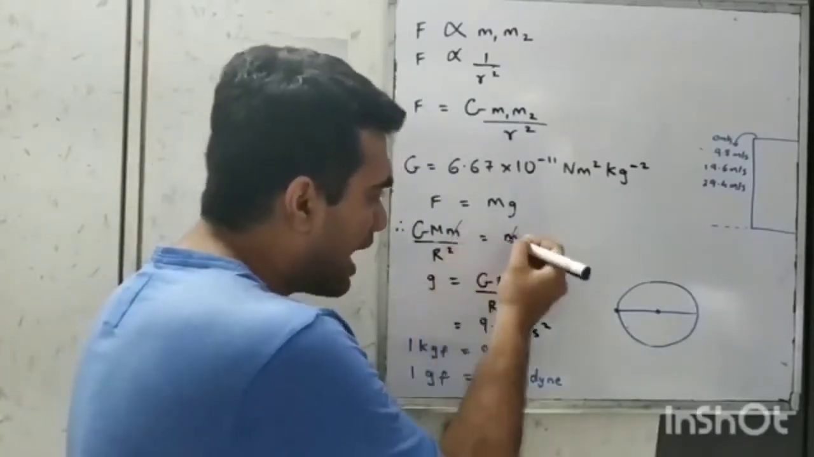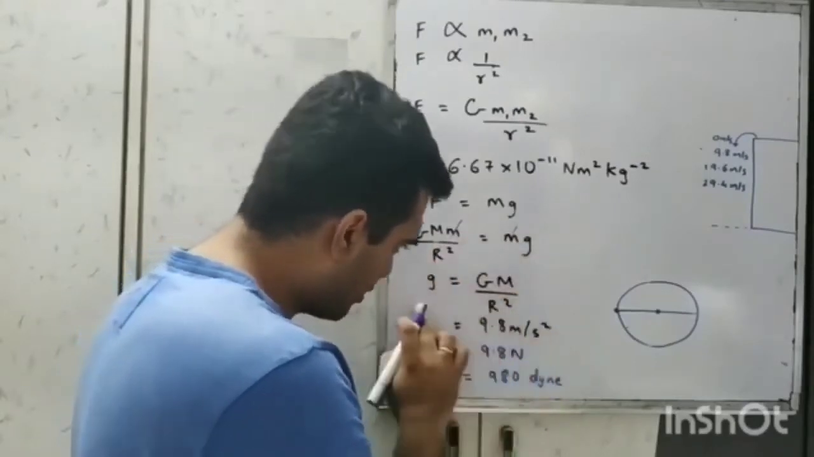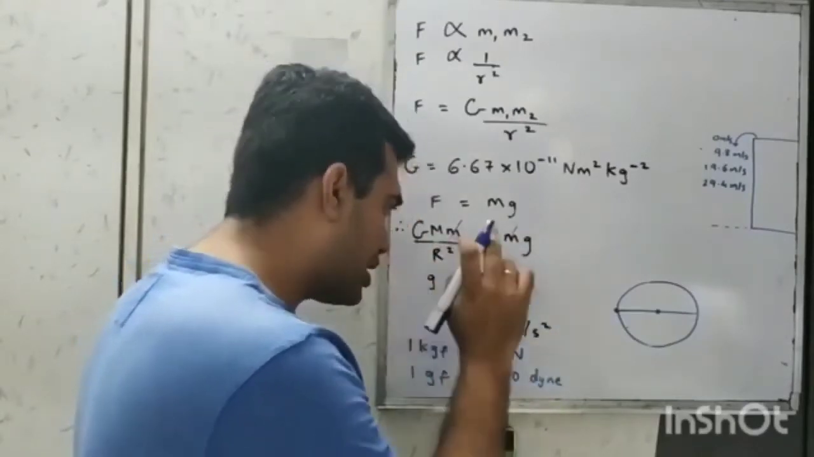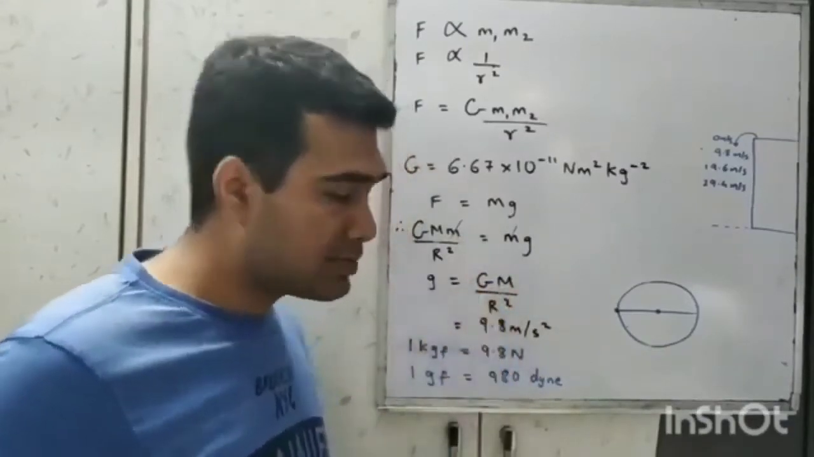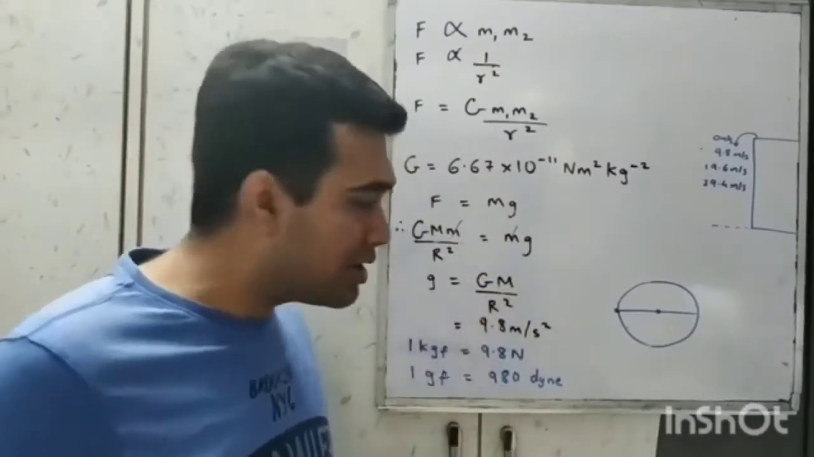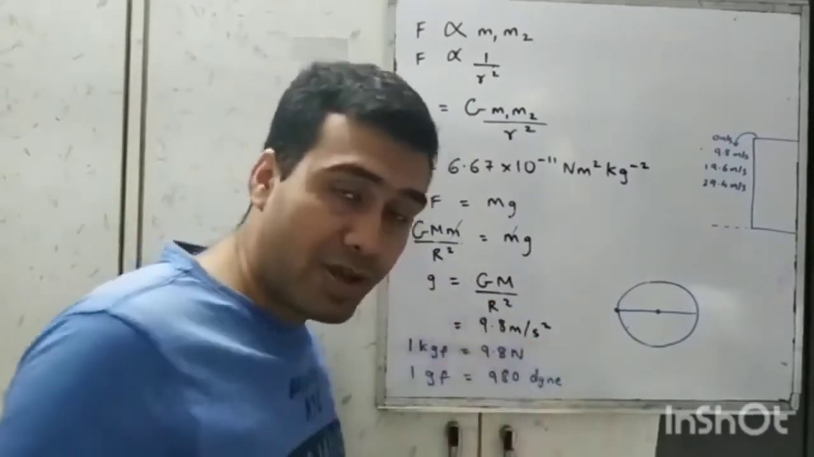So small m cancelled, cross multiply, just flip it and we get this equation. g is equal to capital G into capital M upon R square. We know G's value, we know Earth's mass, and we know the radius of the Earth. Scientists know it, and after substituting the values, it is indeed found to be 9.8 meters per second square.